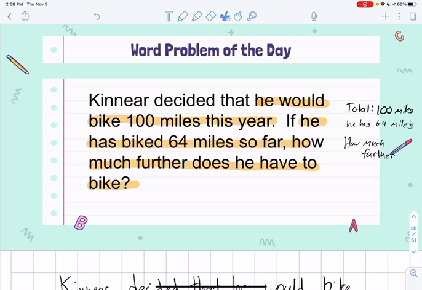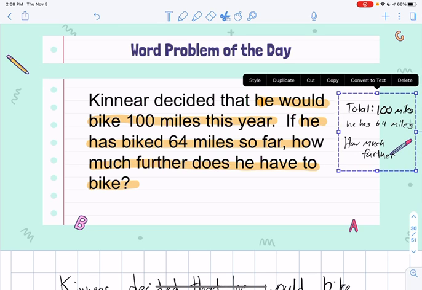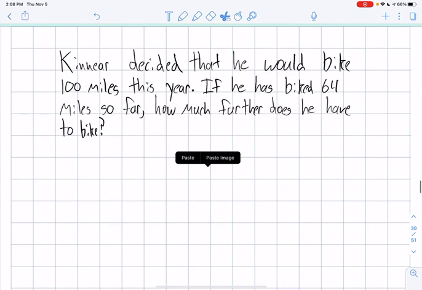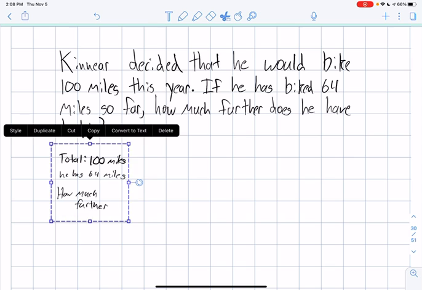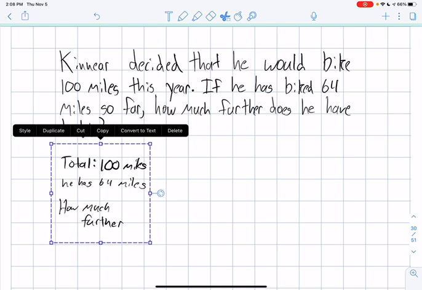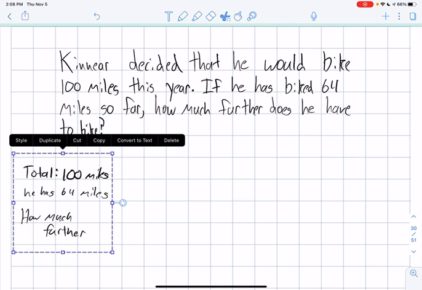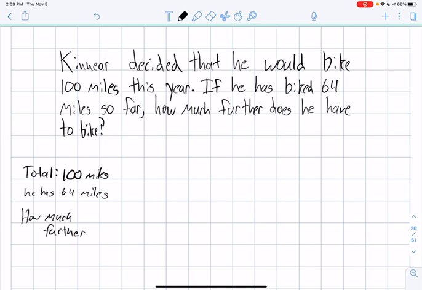So what I'm going to do is copy this so we can go to another fresh page to do the work. So as you can see here, I just rewrote the question so we would still have that. And I'm going to put my quantity list over here. These are my quantities. So we know that he wants to bike 100 miles. We know that he has already biked 64 miles. How much further do we need?